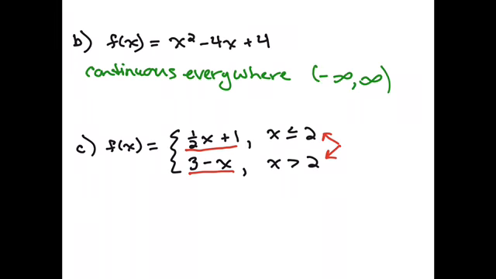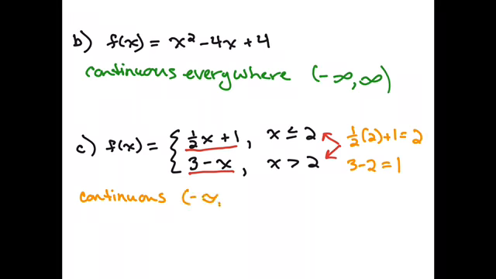So if we plug in a 2 here, I'm going to get 1/2 times 2 plus 1 equals 2. And if I plug in a 2 in row 2, I get 3 minus 2 equals 1. So we have a jump discontinuity, right? And if we're talking about where is it continuous, it's going to be everywhere but at 2. So we're going to go from negative infinity to 2 and 2 to infinity.